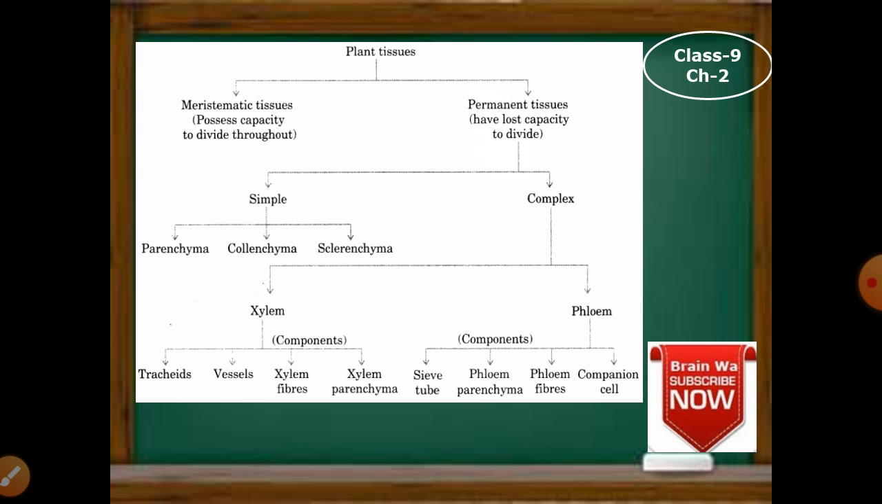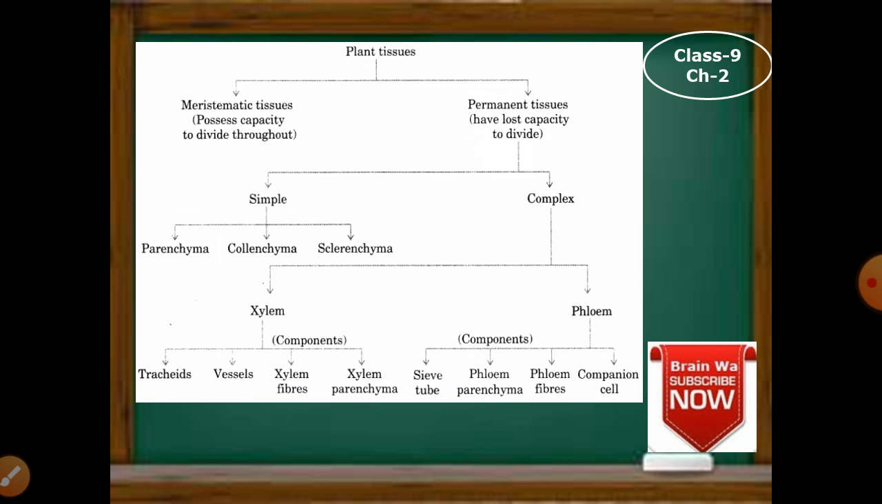This is the introductory part. We will proceed according to the outline, the classification of plant tissue: meristematic tissue and permanent tissue. We will focus on the meristematic tissue. Meristematic tissue is a tissue in which the cells have division power.